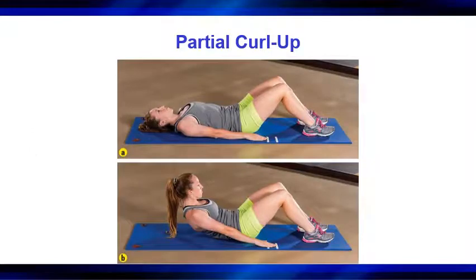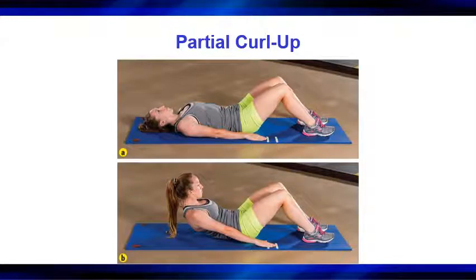Here they're just showing how you would perform the partial curl up if you wanted to do this. I prefer testing a lot of the more stability-based abdominal movements. Like I said, I put the side plank on there. There's actually a couple other abdominal tests that test static ability at the abdomen. But here, if you wanted to do this, you can see the beginning and end position.